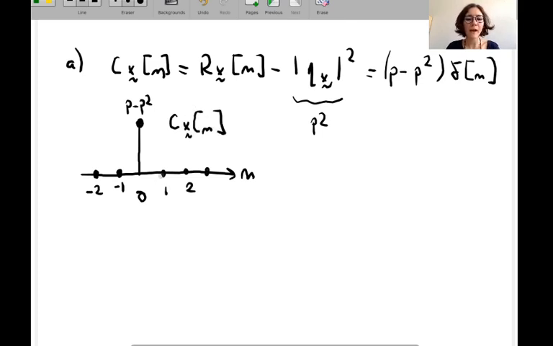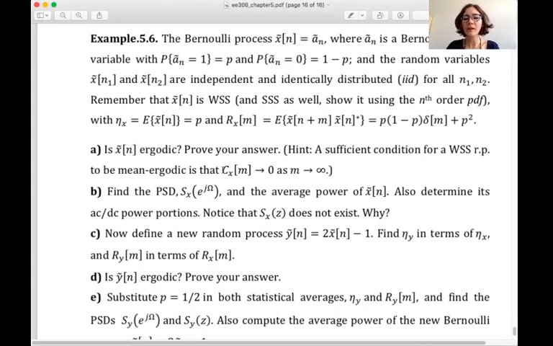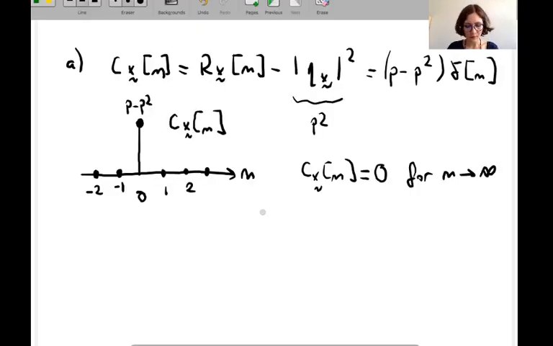It's always 0. Now, if I ask you whether this function converges to 0 as m goes to infinity, the answer is obviously, trivially, yes. So Cx of m is not just converging to 0, it's exactly equal to 0 for large m. Going back to the hint, this doesn't have to be the case for every ergodic random process, but the moment you verify that your random process has this property, you know that it's ergodic. So from this condition, we can immediately say that x of n is mean ergodic.